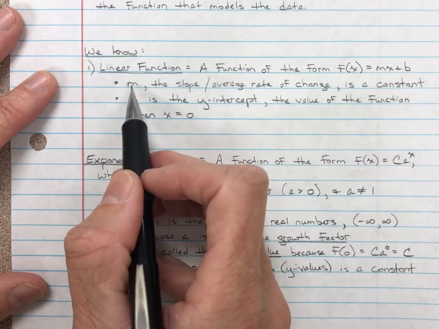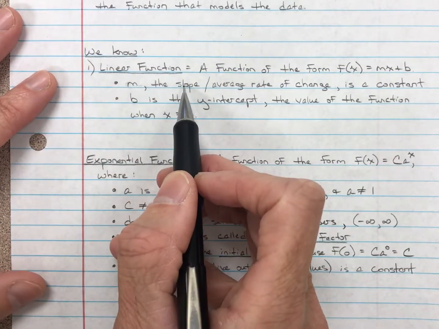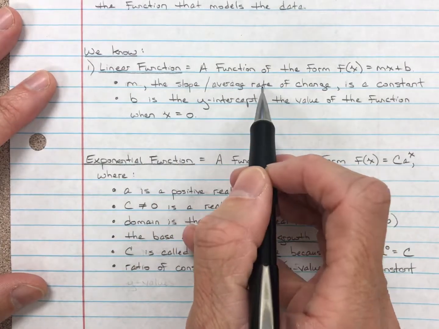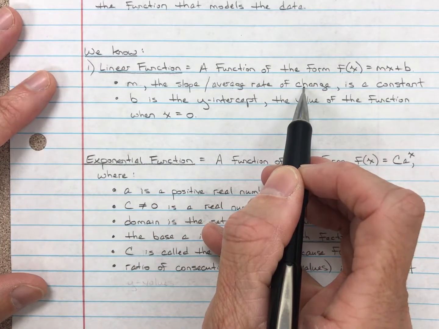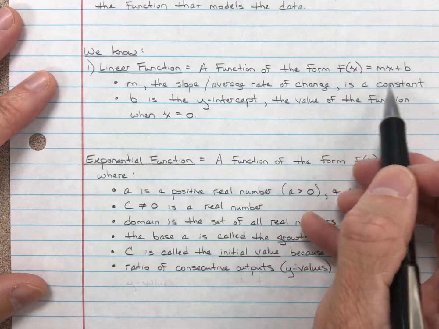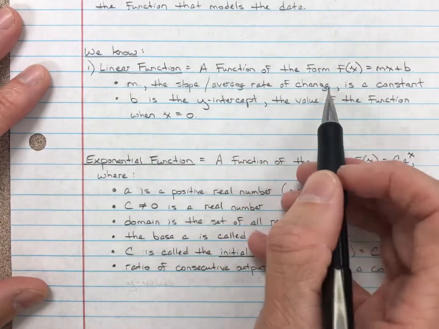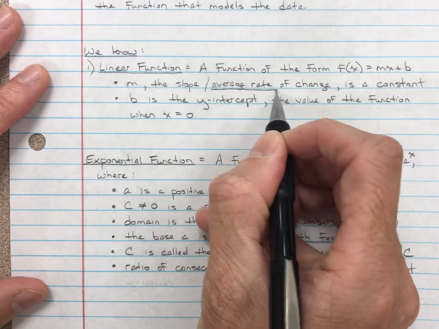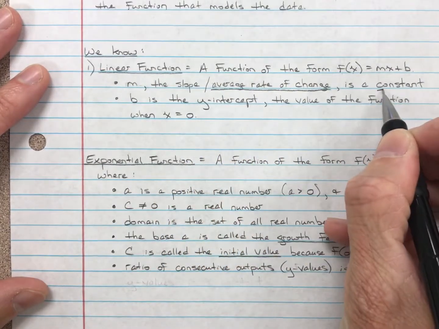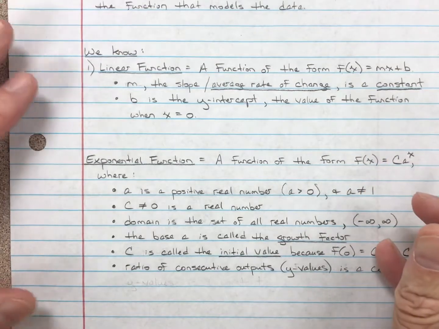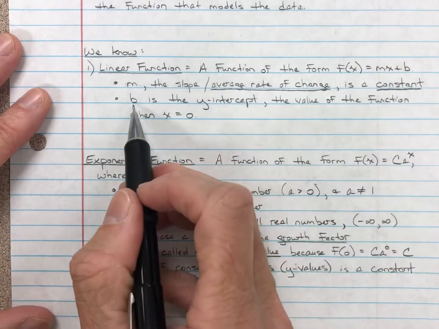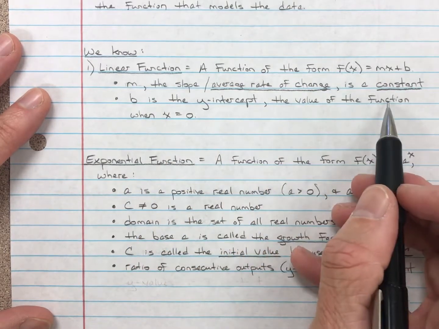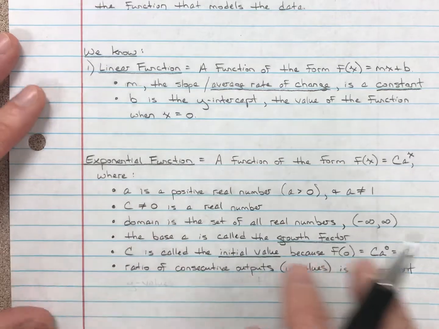Now, what do we know about this linear function? Well, the letter m stands for the slope, which we've talked about when it comes to functions, is the same as the average rate of change. And we know that this slope is a constant. The average rate of change is a constant. Okay, I'll underline that. And we also know that b is the y-intercept, the value of the function when x is equal to 0.